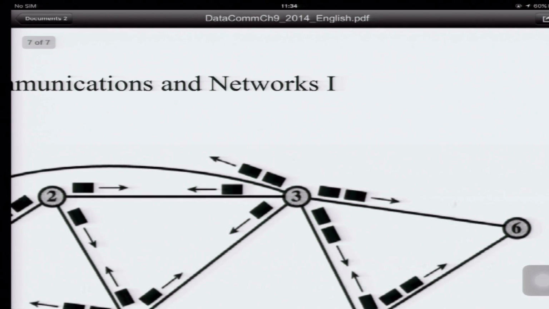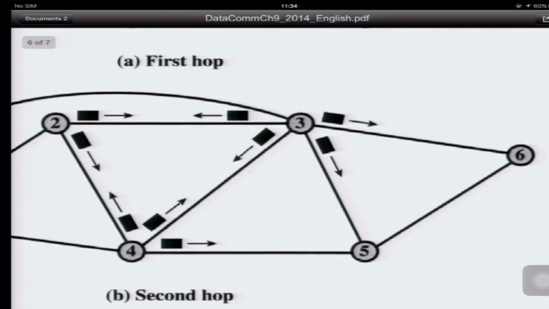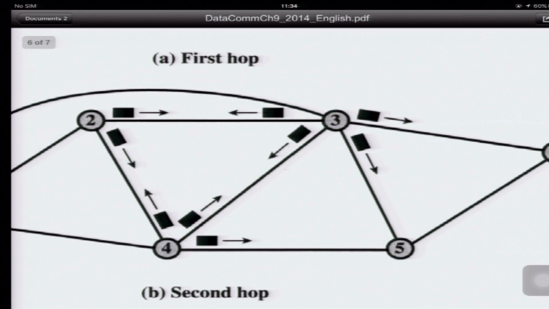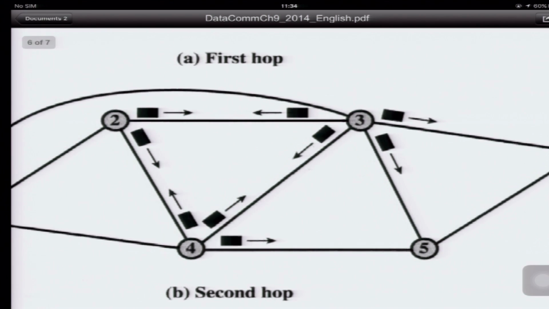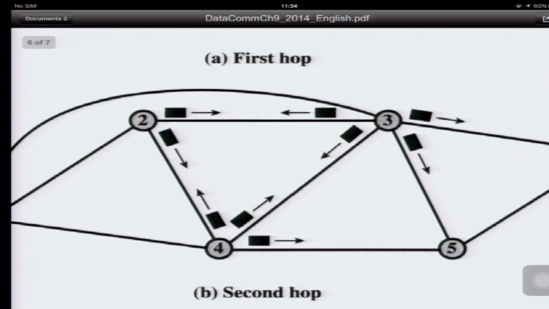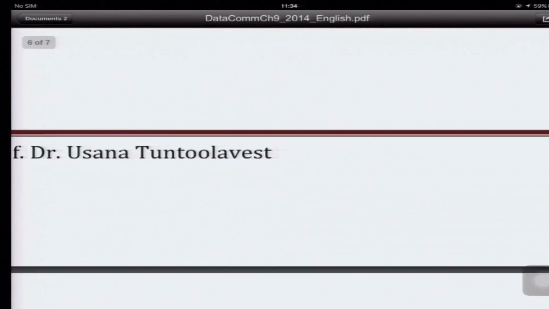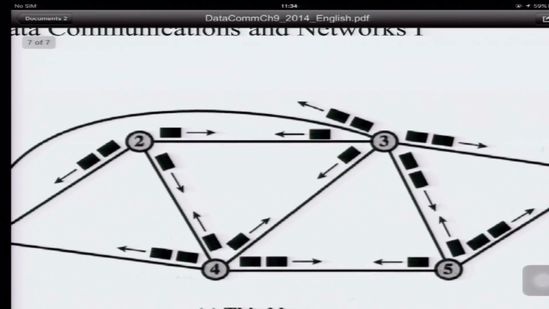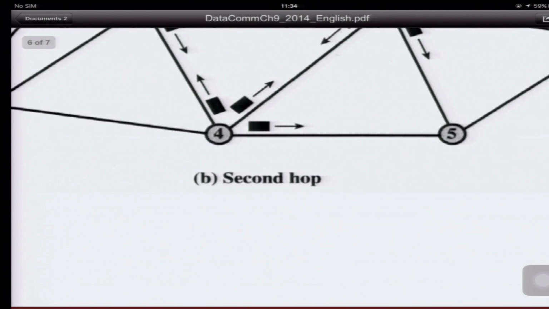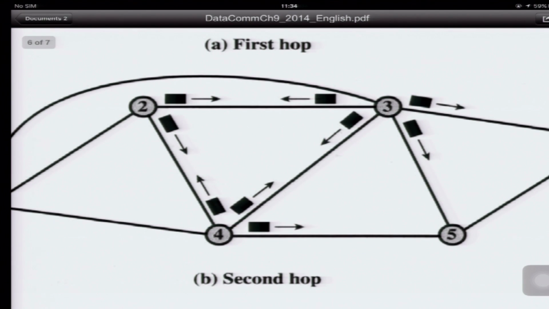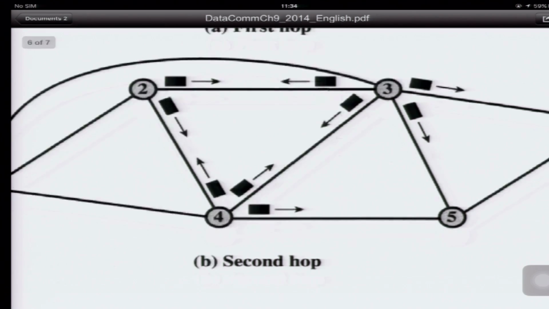Number 3 is the same. Number 3 received from 2 and 4. When it received from 2, it sends to 1, 4, 5, 6. It received from 4, it sends to 1, 2, 5, 6. So it generates a lot of copies like this. 5 is similar. 5 received from 3 and 4. Received from 3, it sends to 4 and 6. Received from 4, it sends to 3 and 6.